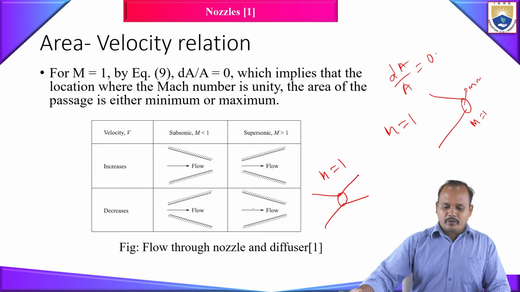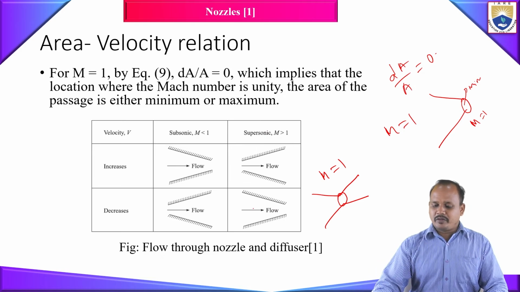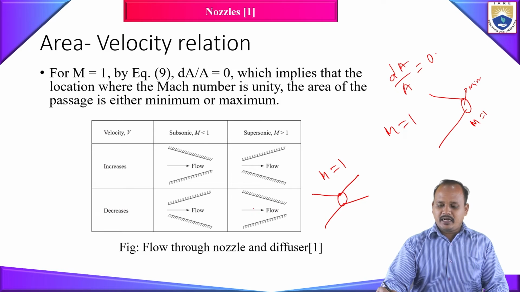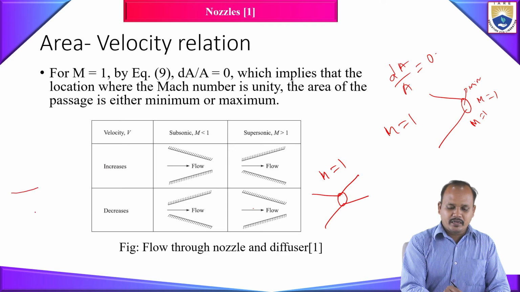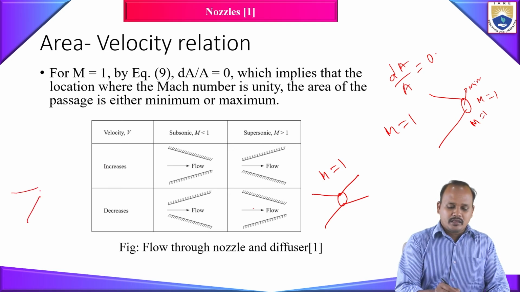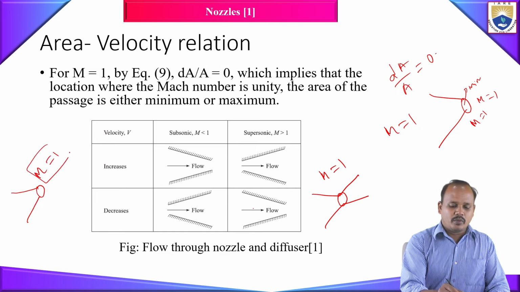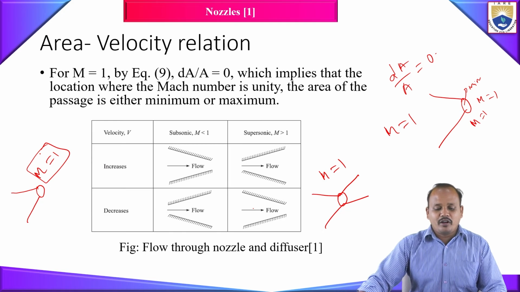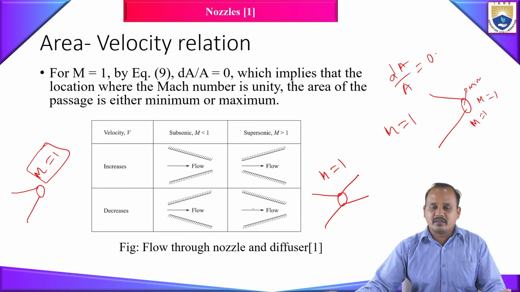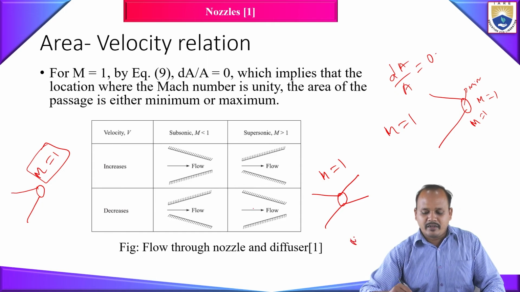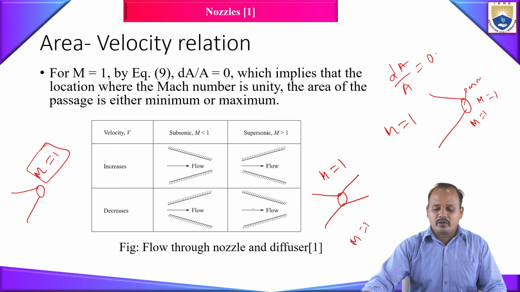One more observation we can make is that, as I said, at the minimum area location you will have m equal to 1. That means if I take a convergent nozzle, the maximum Mach number this convergent nozzle can produce is m equal to 1. It is the sonic Mach number. If you want a supersonic Mach number, you should go with the convergent divergent nozzle, because a convergent nozzle alone won't be able to produce supersonic flow. At maximum it will produce the sonic Mach number, m equal to 1. So if you want supersonic flow, you should go with the convergent divergent nozzle.